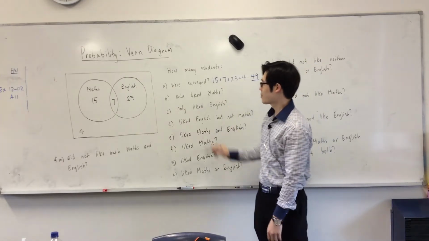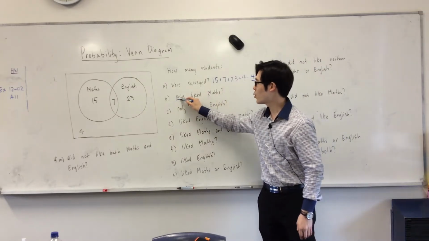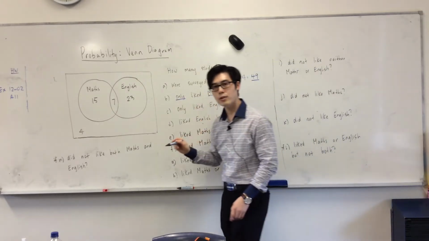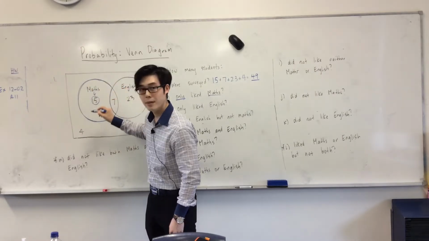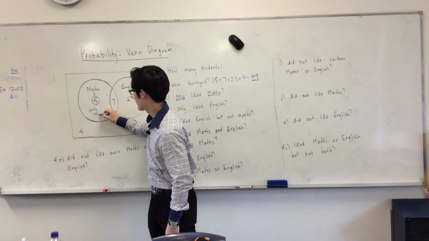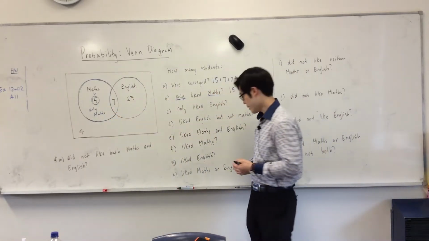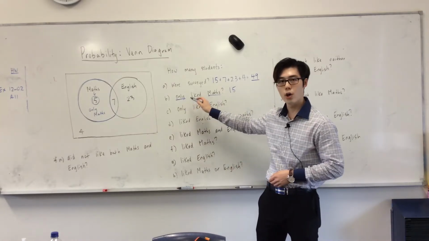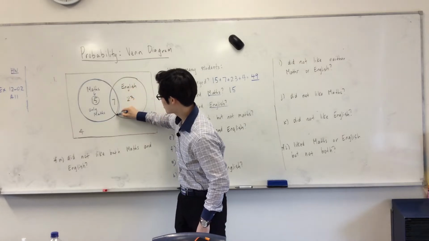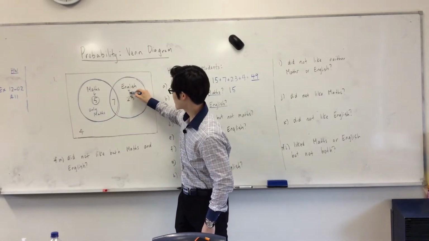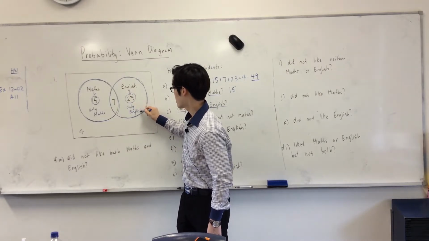Now next question, how many students only liked maths? If it says only maths, you're strictly looking at this number for only maths. So the answer is 15. Similarly, if they asked you how many students only liked English, that's this part of the circle. This number, 23, represents only English. So that's 23.